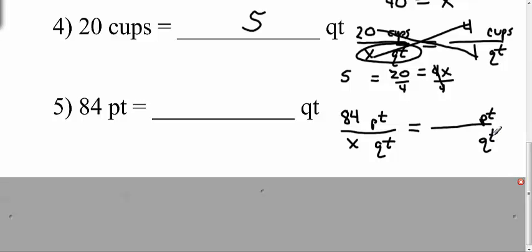Pints to quarts. Quarts is the larger unit of measurement, so if you have one of those, how many of the smaller pints? Well, in the previous problem we said that's 2. For every 2 pints, that's 1 quart. And then to solve a proportion, we cross multiply, and we get 84 is equal to 2x. Dividing both sides by 2, you get 42.